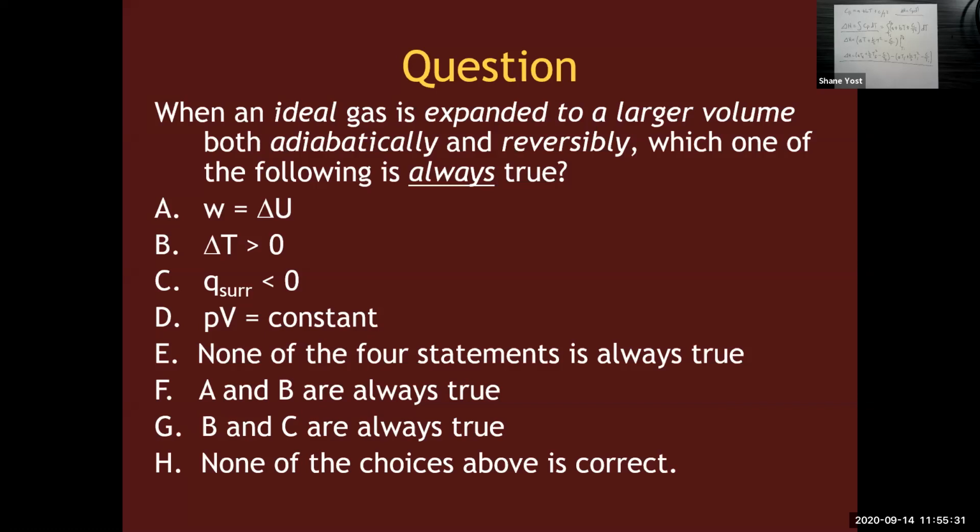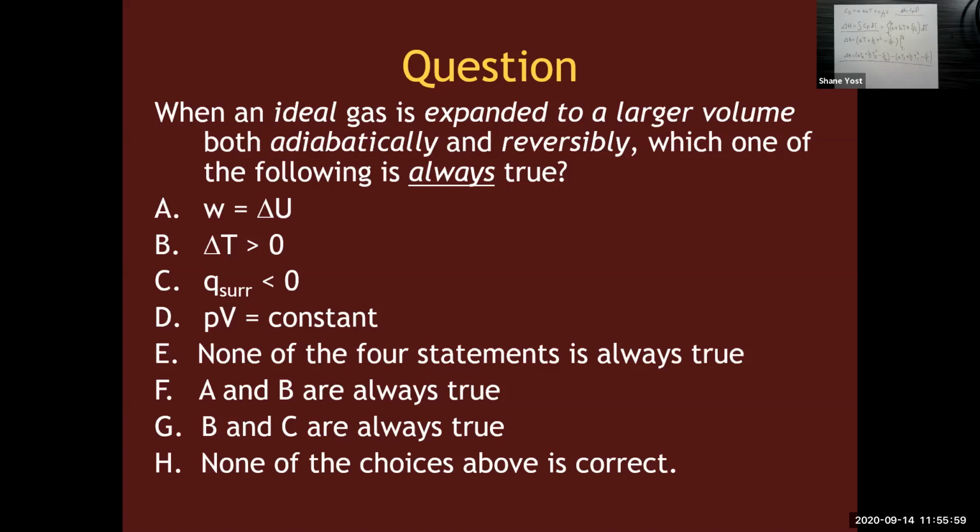It's equal to 0, exactly. That is false. Q surroundings is minus Q system, both of which are equal to 0. Both things are 0, so it's not less than 0, it is 0. I can't have heat transfer in and out of my system. If I have no heat transferring in and out of my system, then the surroundings can't have any heat transferring in and out of it.